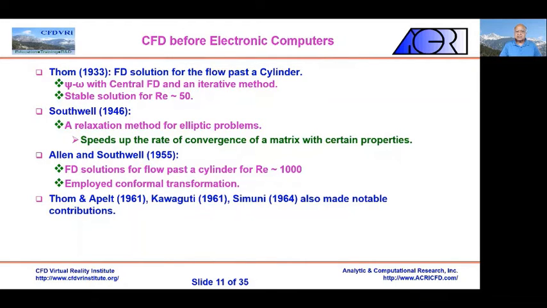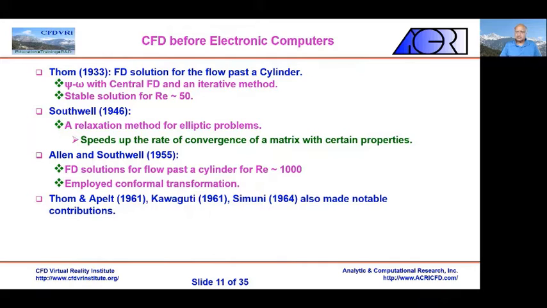Southwell developed a very important concept, which is relaxation. This allows you to speed up the rate of convergence of a matrix with certain properties, which are today called Young's A property. And this is applicable to elliptic problems, which is very prominent in fluid flow. Allen and Southwell used this relaxation to develop the flow past the cylinder up to a Reynolds number of 1000, from the 50 that Thom had.